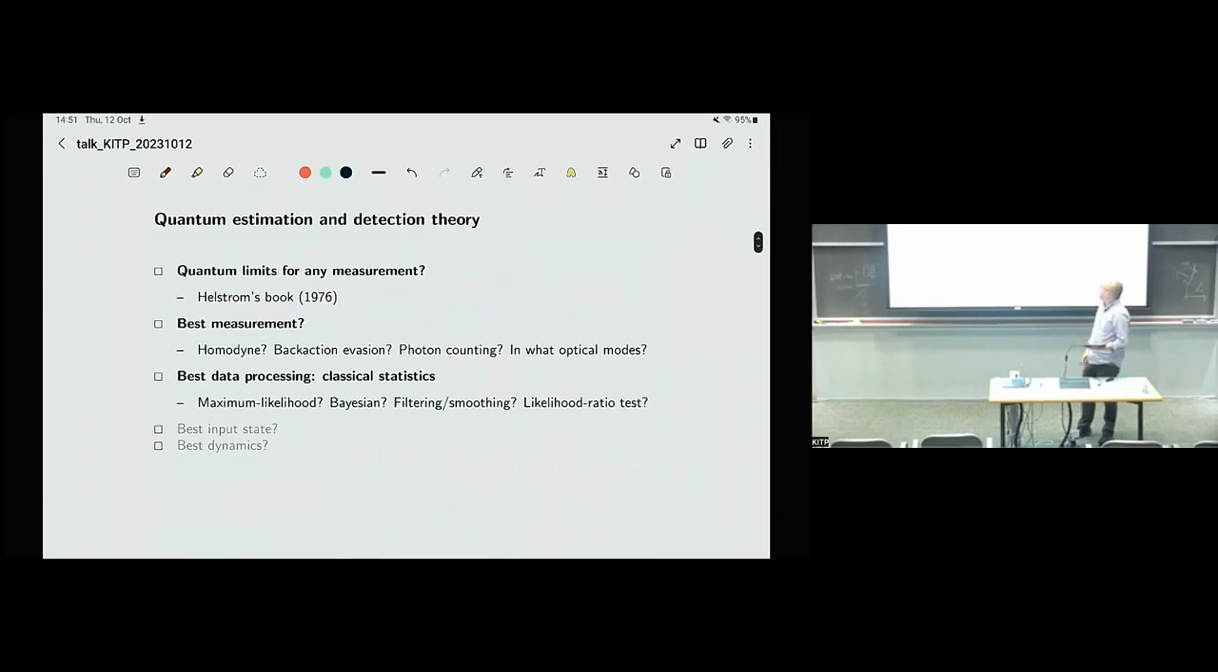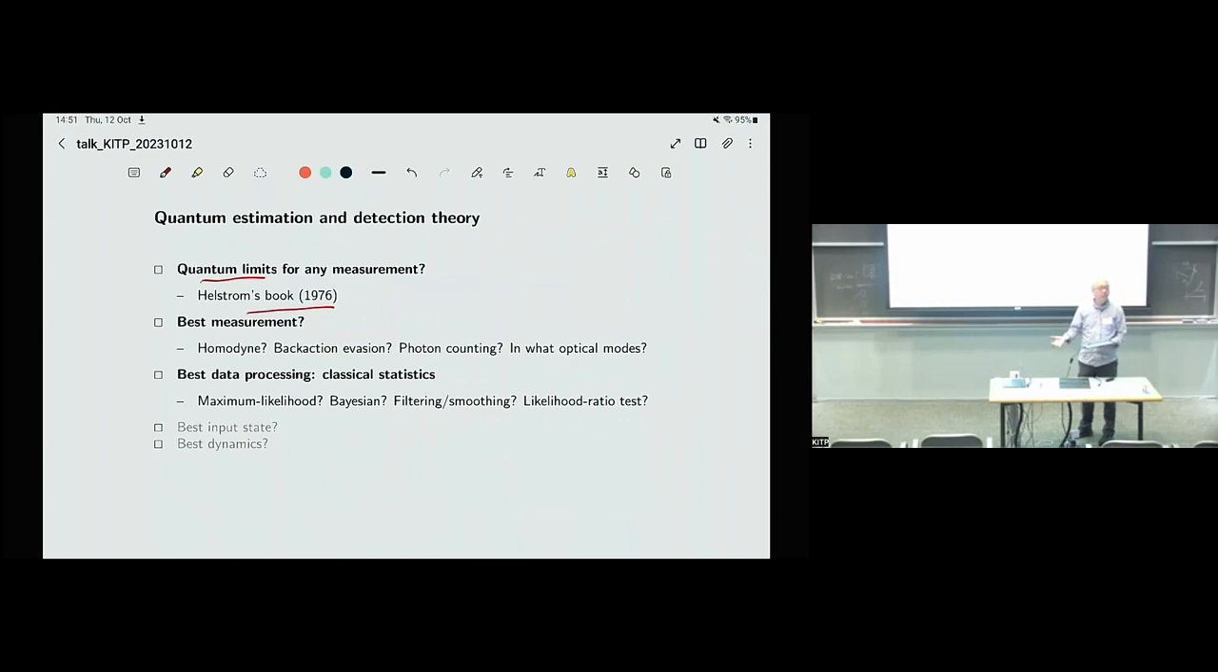What can we do as a theorist? Well, the first thing we can do is to go to Helstrom's book and do some calculations regarding quantum estimation and detection theory, calculating the quantum limits for any measurement. Basically, almost everything has been done in Helstrom's book. The next question you can ask is, okay, I've got the fundamental quantum limit. How do you do the best measurement?